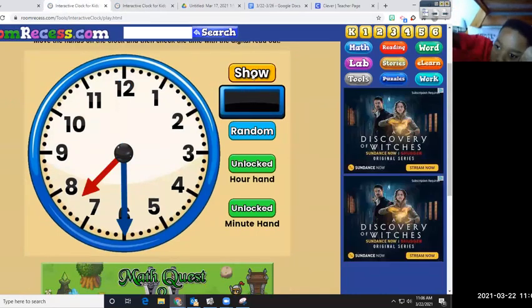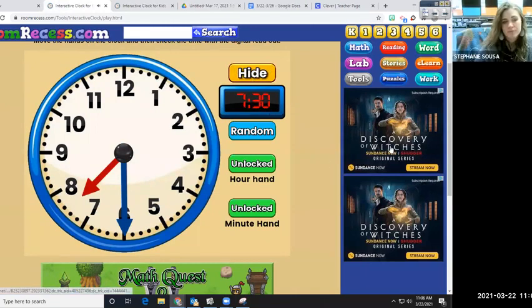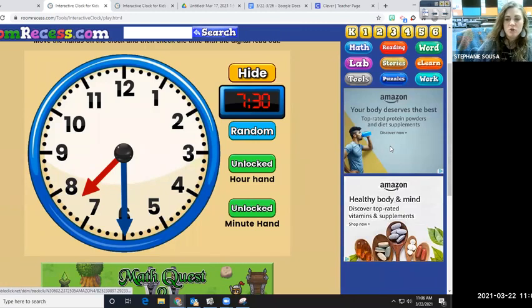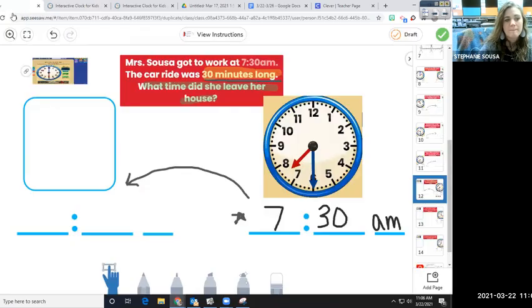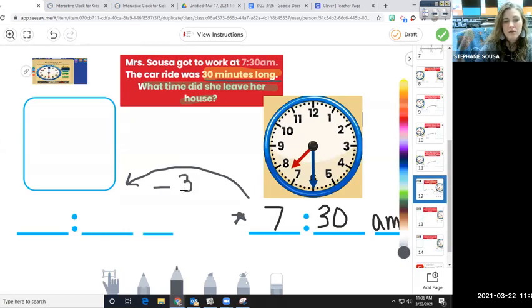Alrighty, so slide 12, we're taking a look at our clock, which is starting at 7:30. I like to check my work. I'm going to click show. Yep, 7:30. Okay. If I am driving to work, we know that that is in the AM. It is before noon. Okay. We are going backwards or subtracting 30 minutes. Let's write that on our seesaw activity. We're going backwards 30 minutes.